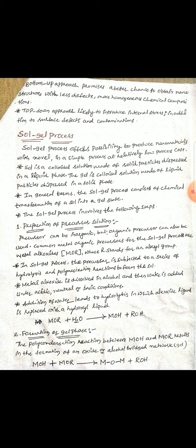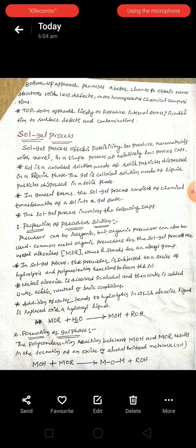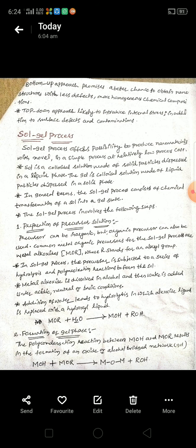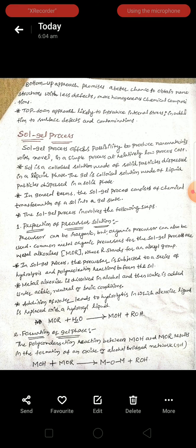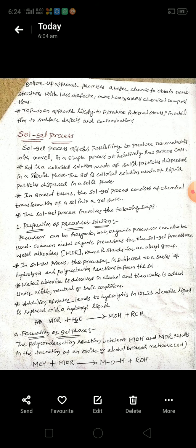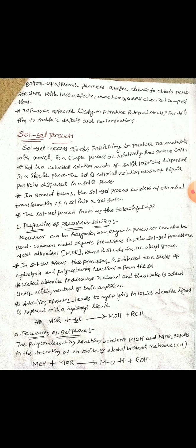Once you get the sol, in the next step comes formation of the gel phase. In this step, the polycondensation reaction takes place between MOH and MOR. As you already know, MOH is the sol, and MOR is the metal alkoxide. When the reaction between MOH and MOR takes place, then we will get the oxide or alcohol bridged network. MOM we are calling it as oxide or alcohol bridged network, that is called as gel.